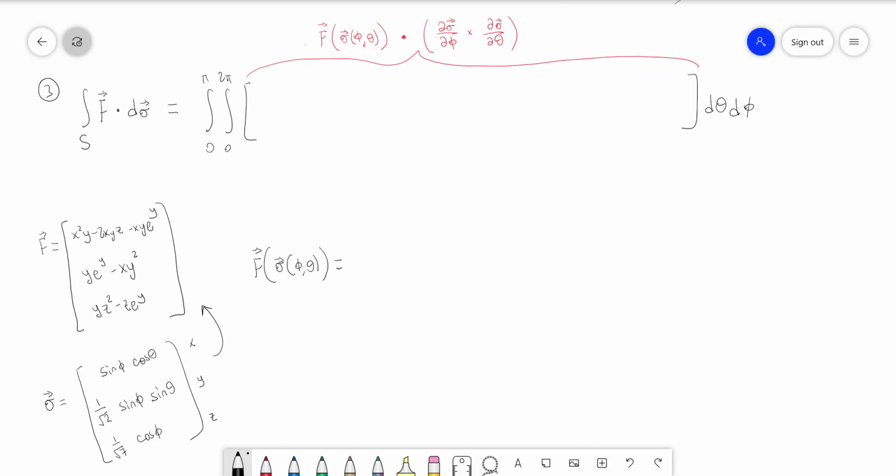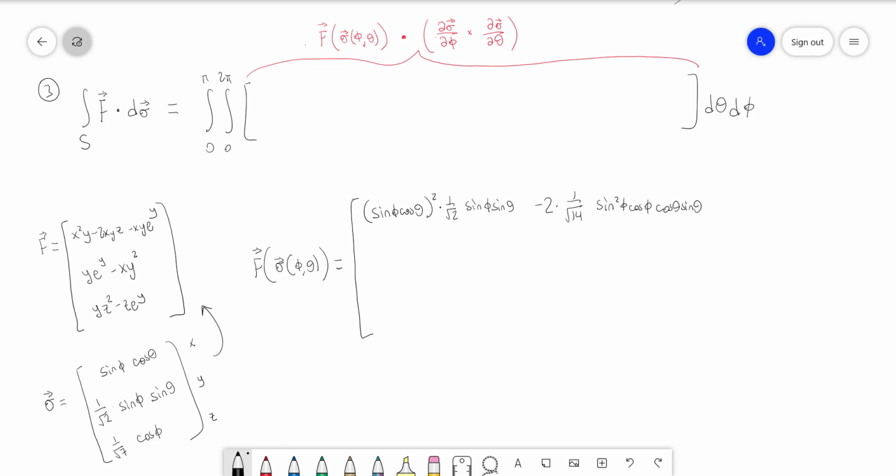So that's going to be really messy, so I probably won't write it all out. But we'd plug this in for x. So the first component would be x squared times y, and then we'd have minus 2xyz. Then xyz is multiplying all three of these together, which gives us 1 over root 14 sine squared phi cosine phi cosine theta sine theta.